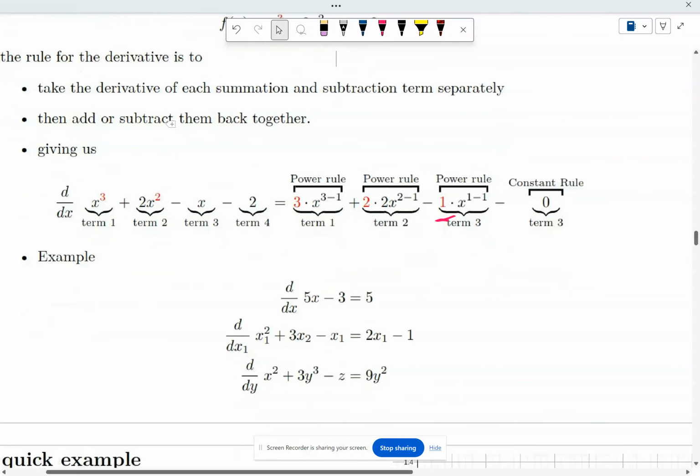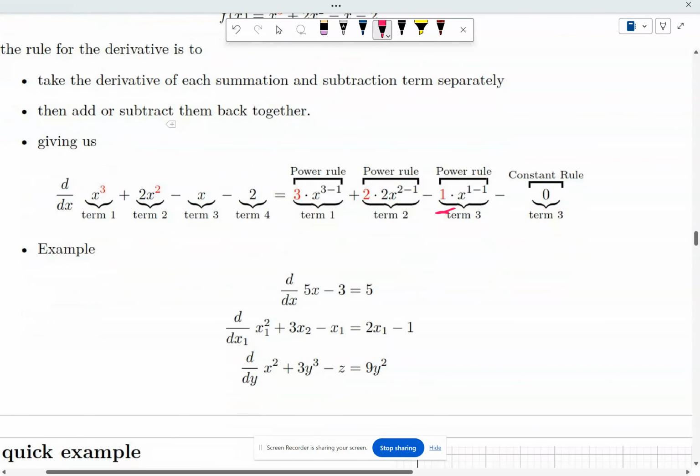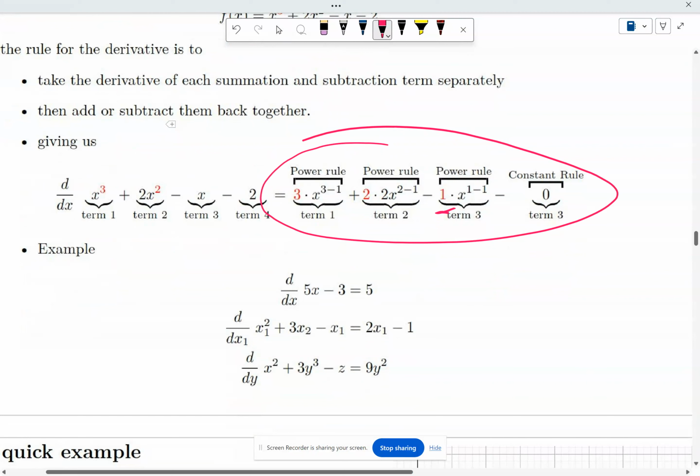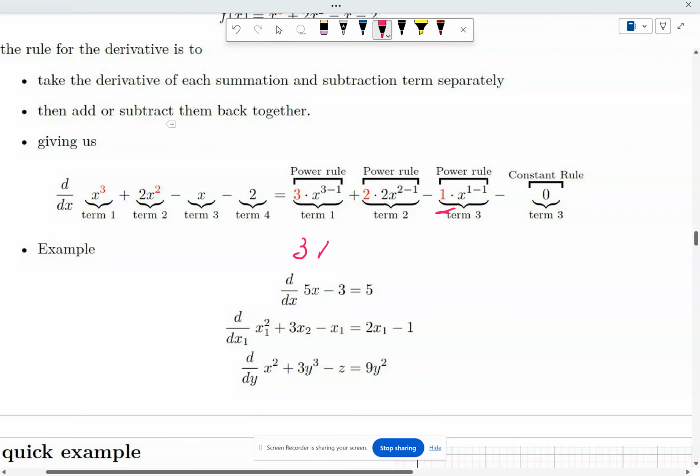So once you combine them together, this right here is the result of the derivative, which is 3x squared plus 4x minus 1. Yeah, and this is 0, so we can ignore that. So this is the result.